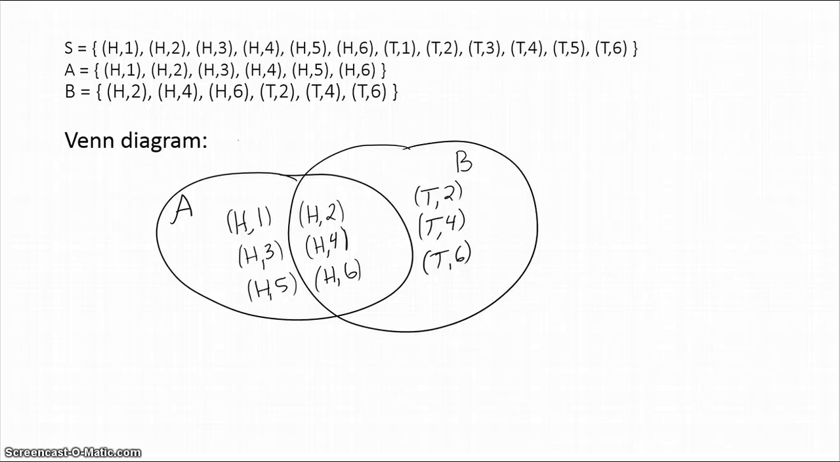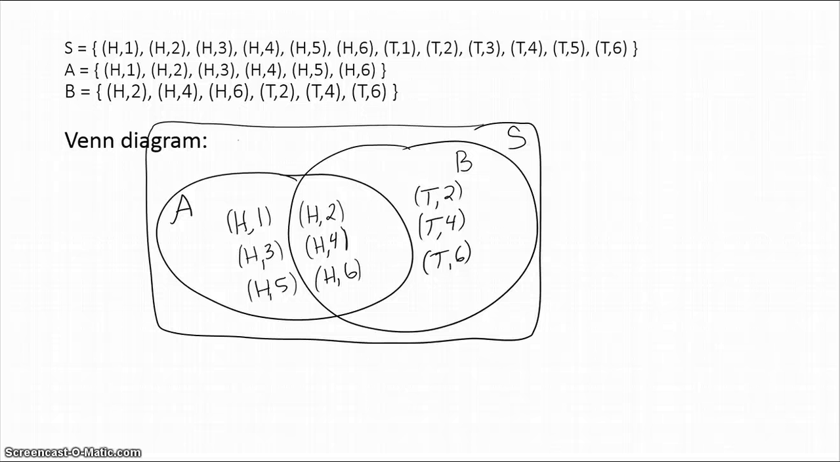Now I need to add in the rest of the sample space, S, and the outcomes that are in that sample space but not in either A or B are T1, T3, and T5. So there's our Venn diagram of the sample space with the events A and B.